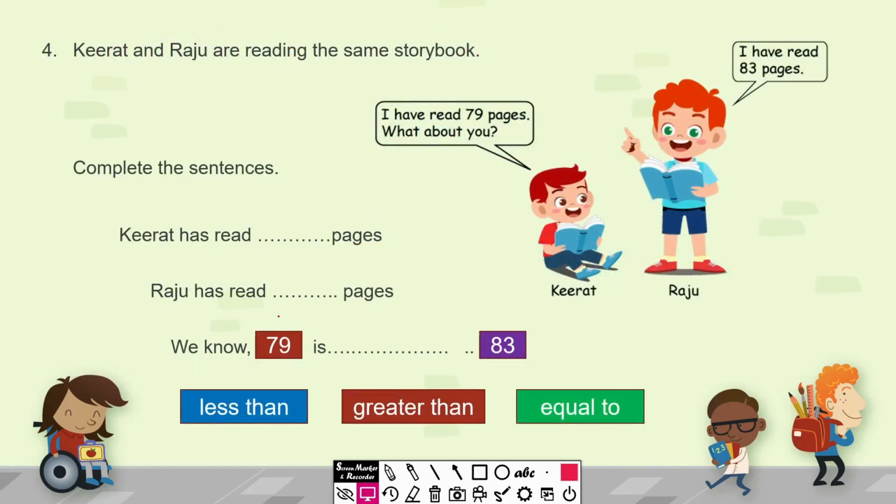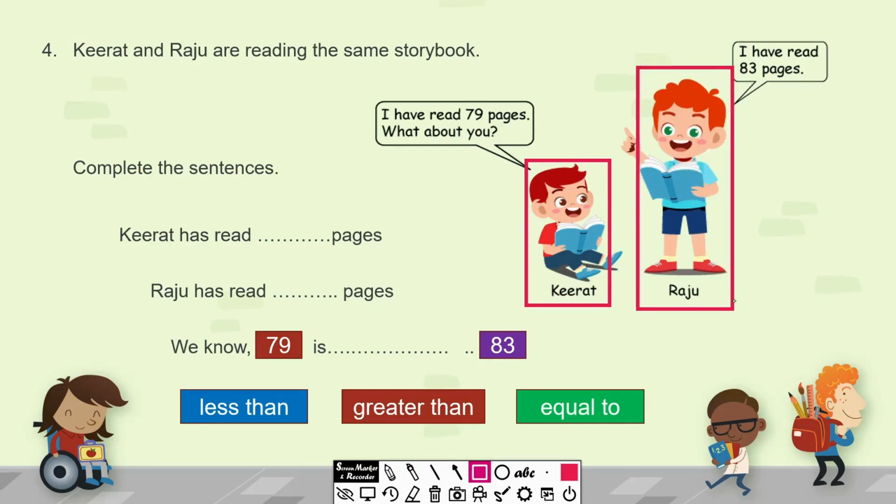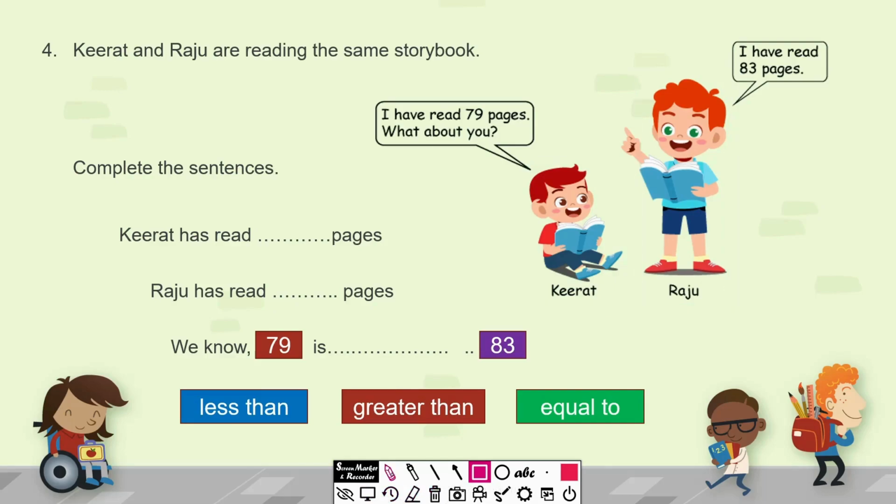Kirat and Raju are reading the same storybook. Okay, these are cute little boys. This is Kirat and this is Raju. Okay, these are friends. Now, Kirat is saying, I have read 79 pages. What about you? Raju is saying, I have read 83 pages. Right? Complete the sentences now.